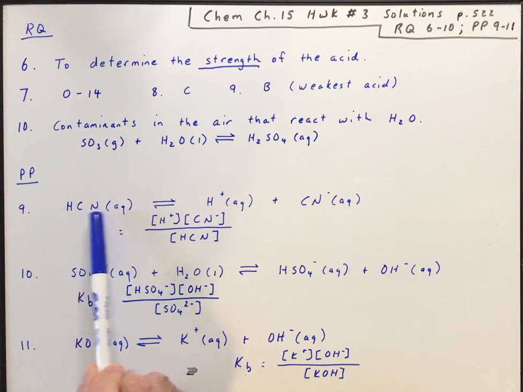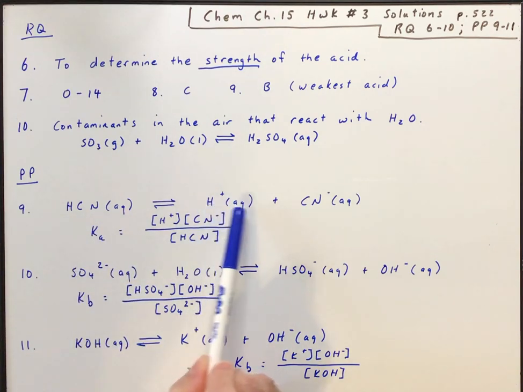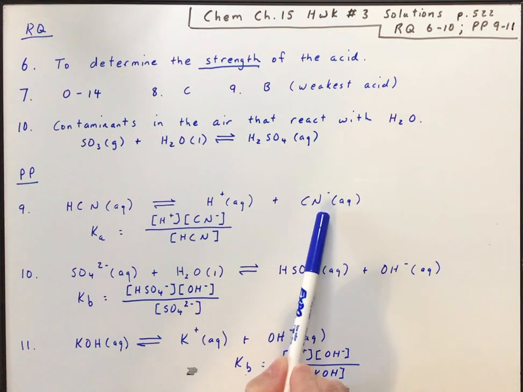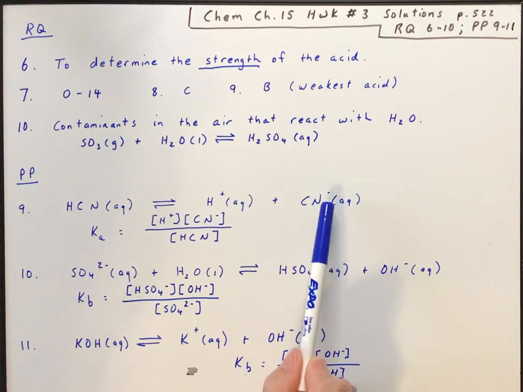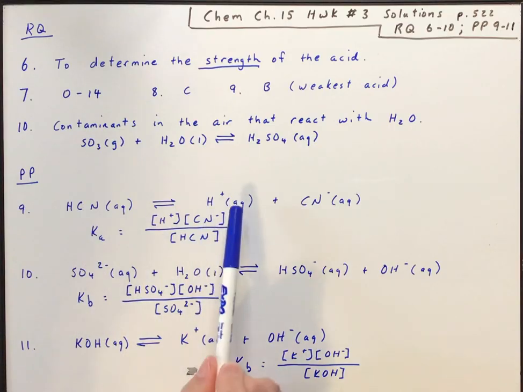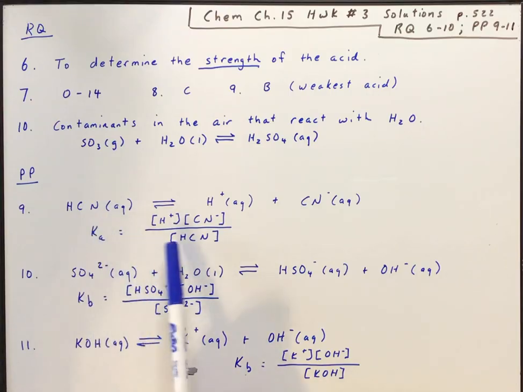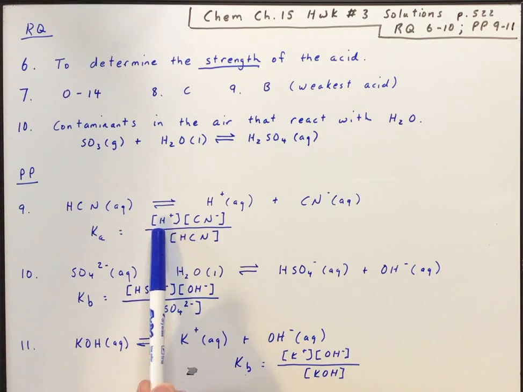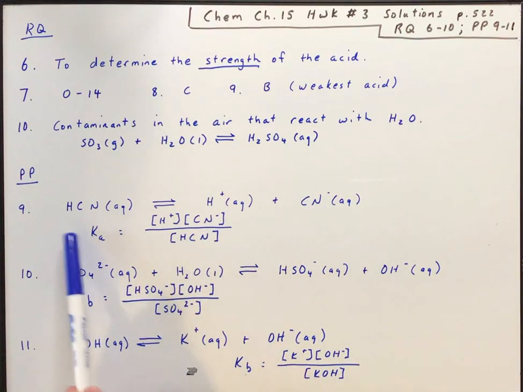So HCN, as an acid, splits into its constituent ions. So that would be H, hydrogen, so H plus ion, and CN minus. That's cyanide, one of those you memorized in Chapter 9. And so you have that negative charge there. And then K sub A, the formula for that is the concentrations of the products divided by the concentration of the reactants. So concentration of H plus times the concentration of CN minus divided by the concentration of HCN. So we call that K sub A.